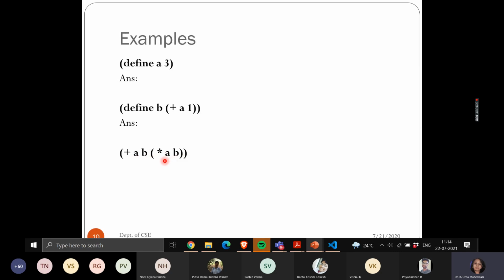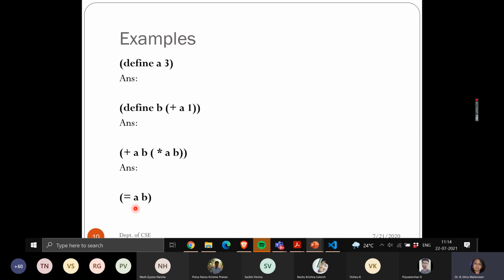The innermost bracket will be executed first, A into B. What is the value of A? It is 3. 3 into 4, 12. So 12 is substituted here as the third argument. And now if you look at plus, A is 3 and B is 4. 3 plus 4 plus 12. What is the answer of this expression? 7 plus 12, it is 19. I hope you are understanding, right?